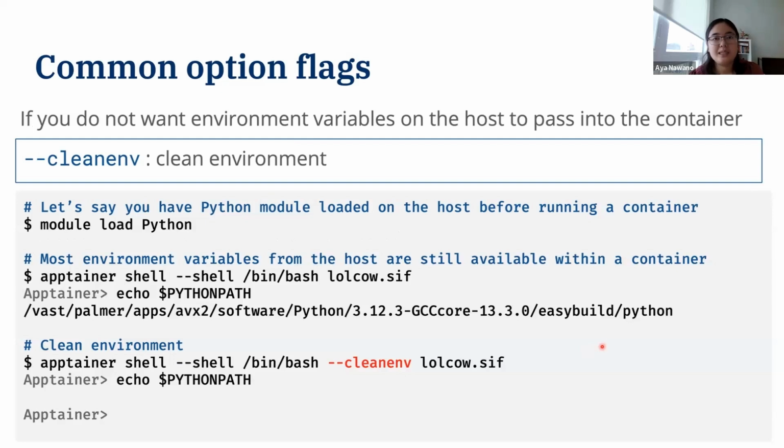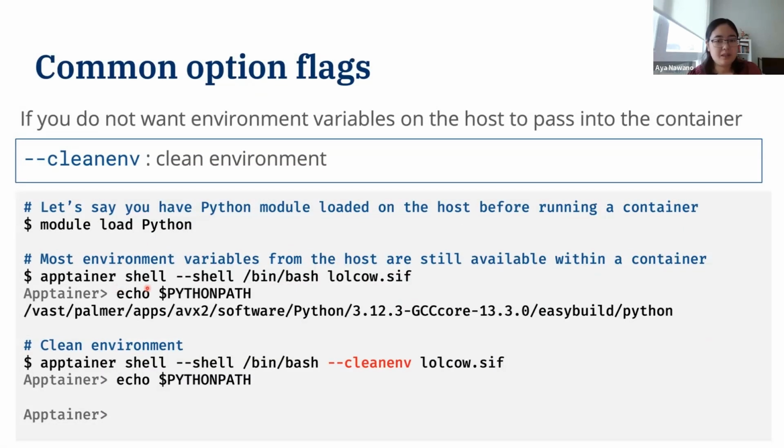Now let's talk about the --cleanenv flag and why it can be important when running containers. By default, unless specified at build or runtime, environment variables set on the host get inherited into the container. This can be problematic if you're working on a host system that sets many environment variables, such as when you're loading software modules. So let's say in this example, you've loaded the Python module on the host system with module load Python. This sets a certain environment variable like PYTHONPATH.